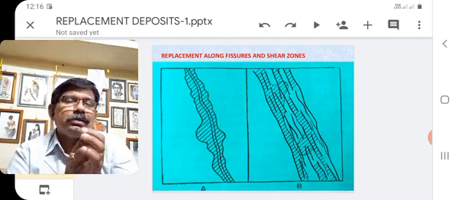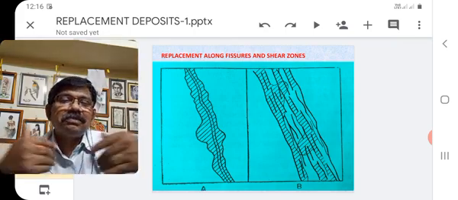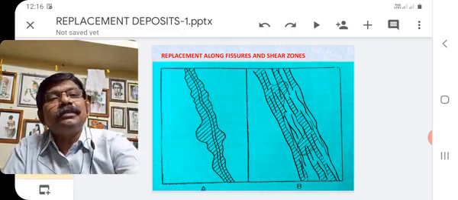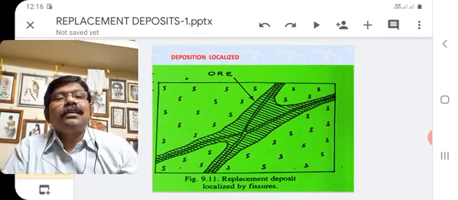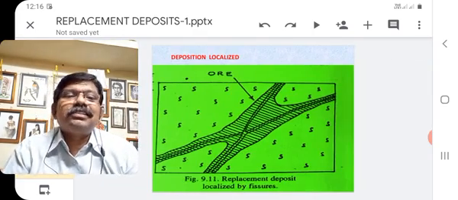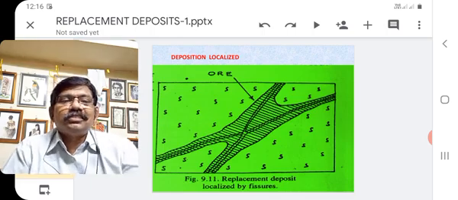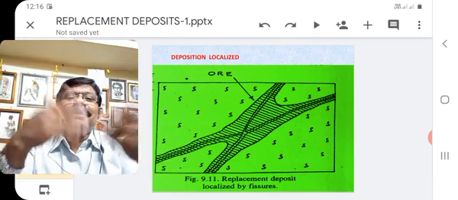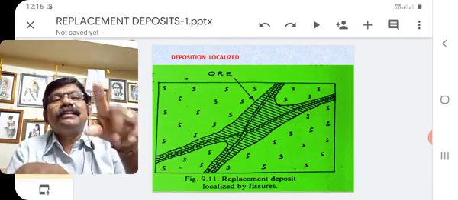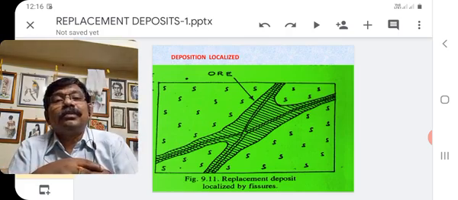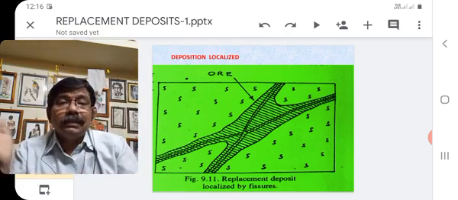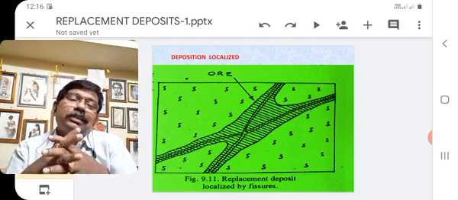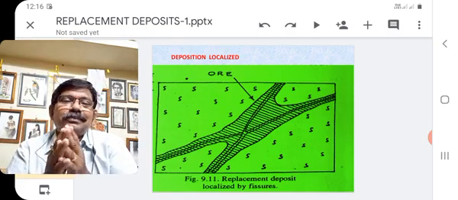Sometimes multiple ores with local distribution will be there. Locally, they will distribute immediately and consolidate. How will it be? Let us see. This is the replacement deposit, the local one by fissures. Fissures are there. They are crossed, and whatever it may be, the ore is formed. There is no shear here, but they are multiply crossed with each other, so they are formed like this.